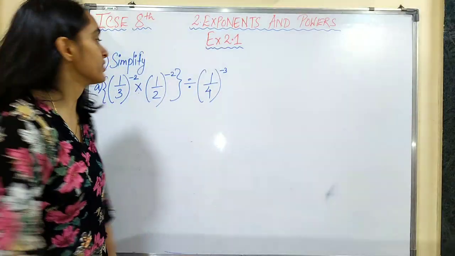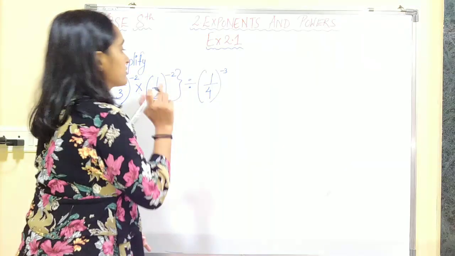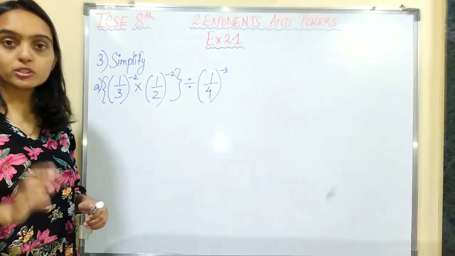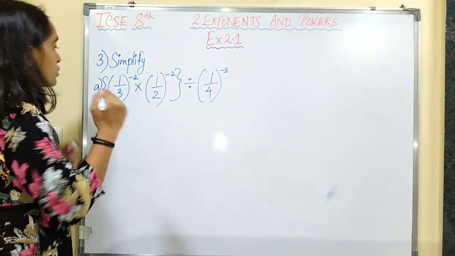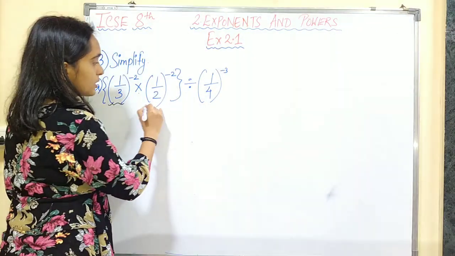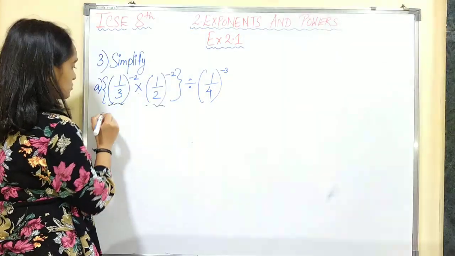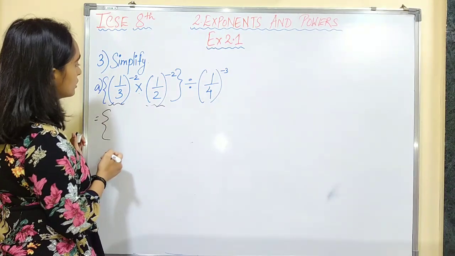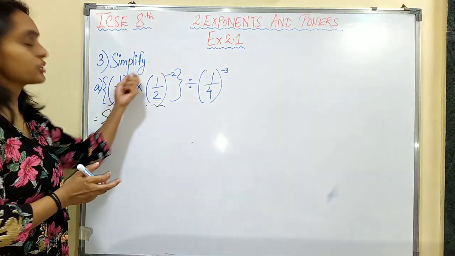Third question is simplify. Here the first question is given as this. So again we will solve the innermost bracket first. So we will solve this and this first. So it will be curly brace 1 upon 3 raised to minus 2.